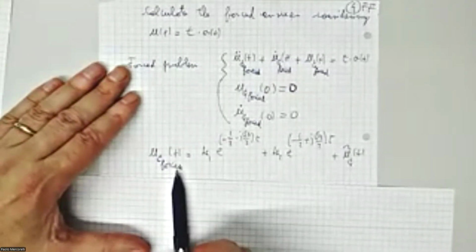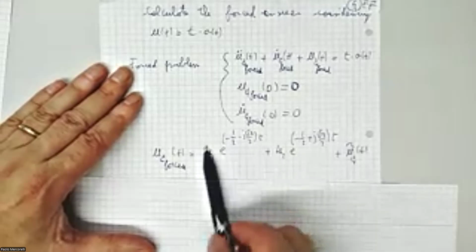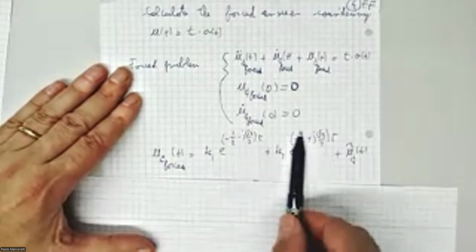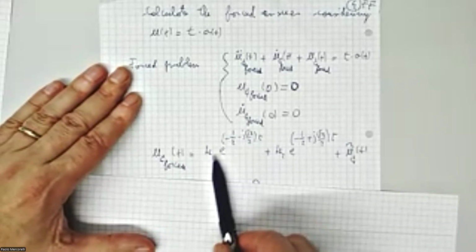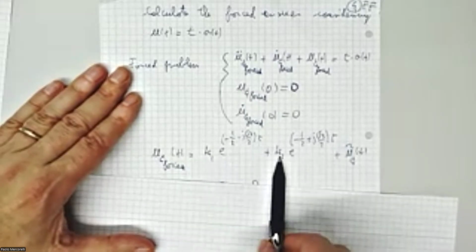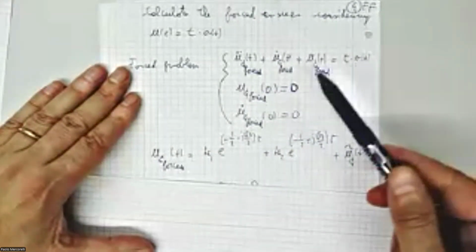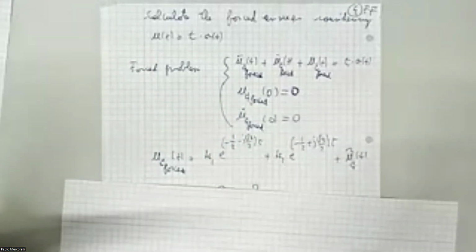Do you remember? I told you many times the UC forced consists of a structure which reflects the free answer, with different K1 and K2 because we have different initial conditions. Again, forget at this moment 0 plus and 0 minus.